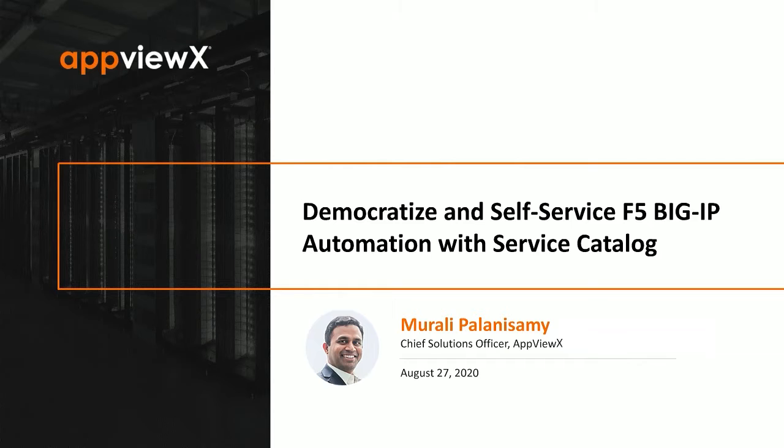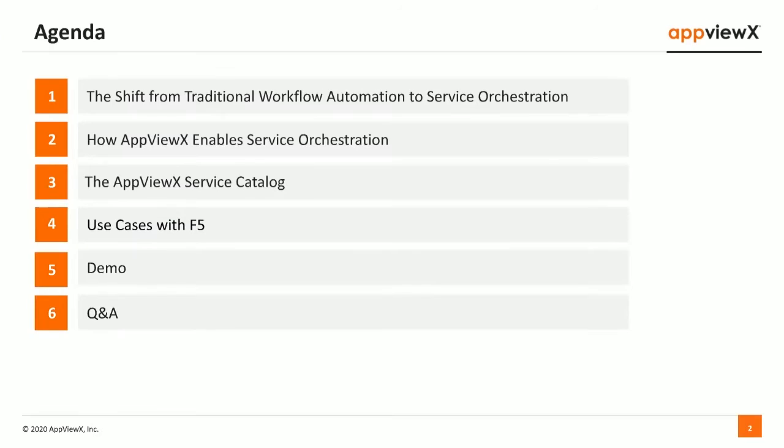So today we're going to talk about how to orchestrate and self-serve F5s and how to enable service catalogs, and maybe, more importantly, how you can federate to different teams to use those, right? That's what we're going to focus on.